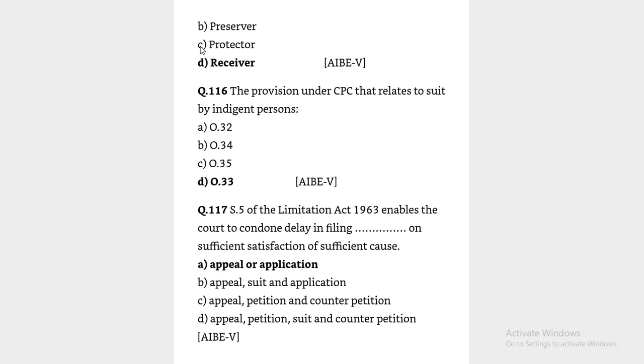The provision under CPC that relates to a suit by an indigent person is covered under Order 33. Order 33 covers the provisions for an indigent person to file a suit. Section 5 of the Limitation Act 1963 enables the court to condone the delay in filing an appeal or application on satisfaction of sufficient cause.